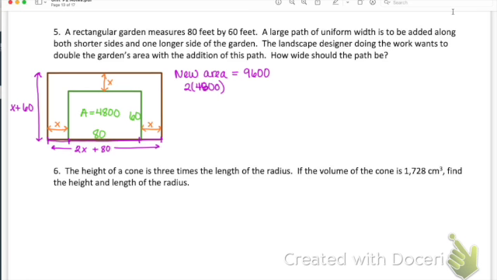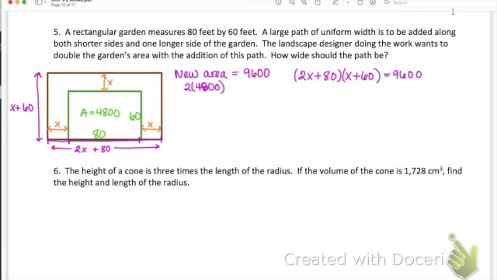So that means the area of this larger rectangle is going to be 2x plus 80, that's the width, times the height, which is x plus 60. And we want that area to equal 9,600. This is going to give us a quadratic equation. Now, we don't want it equal to 9,600 in factored form. That doesn't help us. We need it equal to 0, which means factored form is not helpful here. We need to distribute this out.